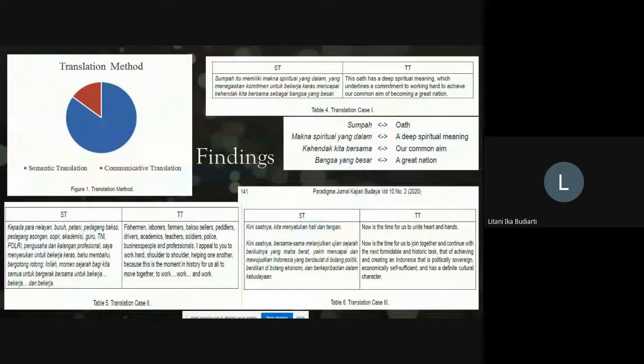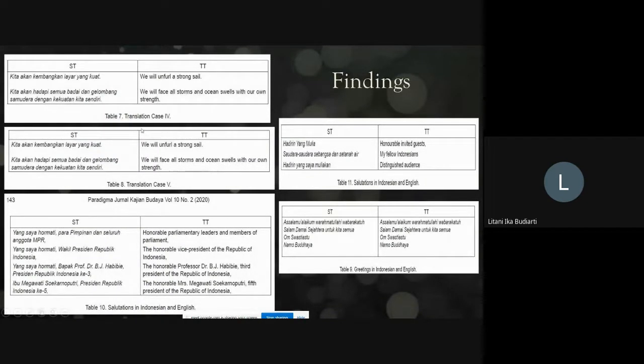And this is the findings. As you can see in the diagram, in President Jokowi's political speech, the blue one is for semantic translation and the red one for communicative translation. It is taken from 62 sentences in the source text, and 85% are translated using the semantic translation method, while 15% are translated using the communicative method. And this is the first case translation, the second, the third, the fourth, the fifth, and so on.